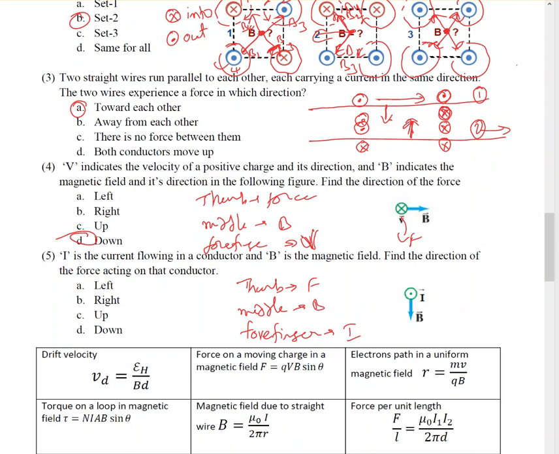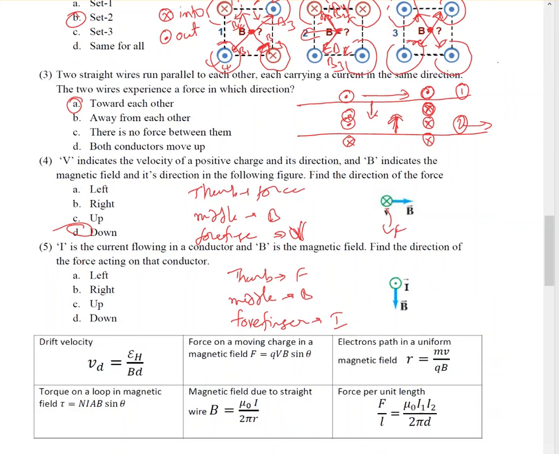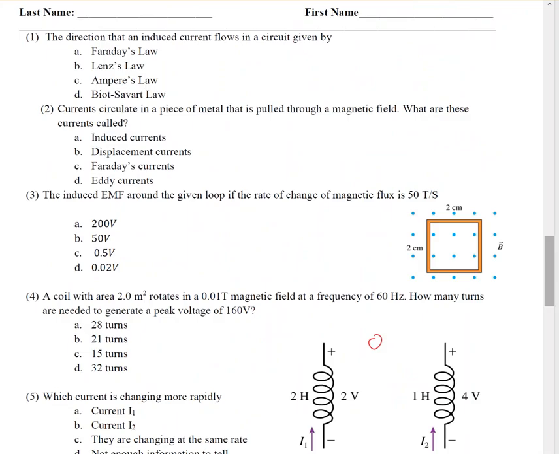Now the next one, the current and B. B is coming towards down and the current is coming out of the board. If you place all three fingers in the direction, I see that the force acting on that conductor is going to be towards right.